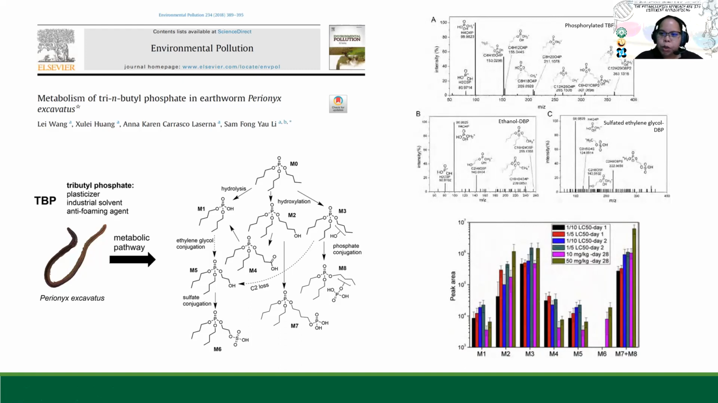For the acute exposure, we made use of filter paper contact test. On the other hand, for the chronic exposure, the TBP was mixed into the soil, and the earthworms lived in that contaminated soil environment for 28 days. So as you can see from here, the metabolites that are higher in levels in both acute and chronic exposures are mainly M2, M3, and M7 and M8. This corresponds to these metabolic routes, which are mainly the hydroxylation and the phosphate conjugation of your tributyl phosphate.